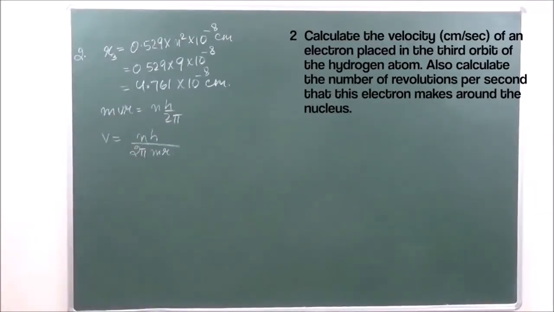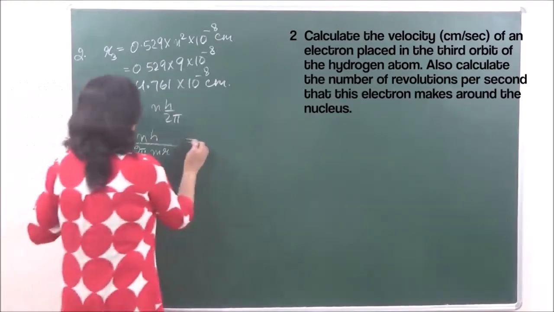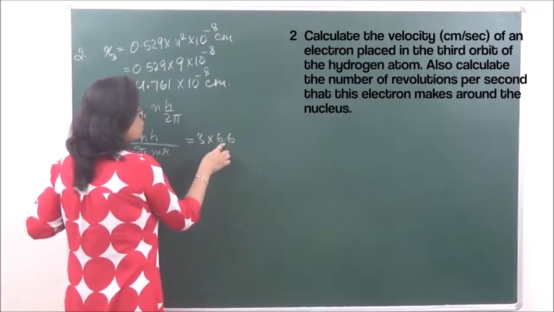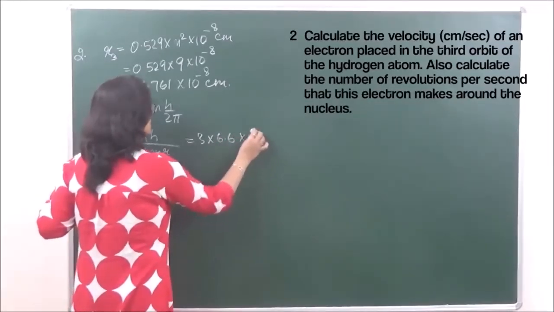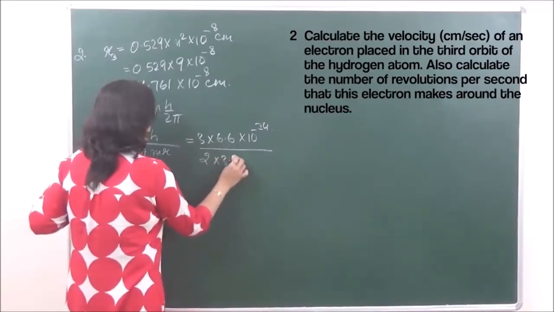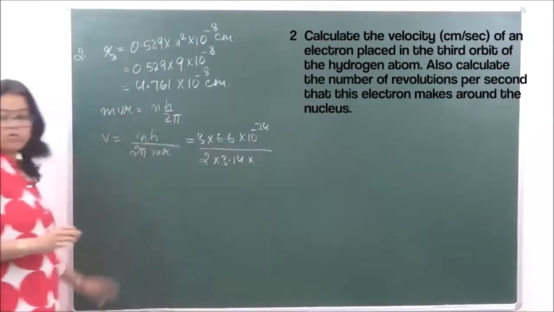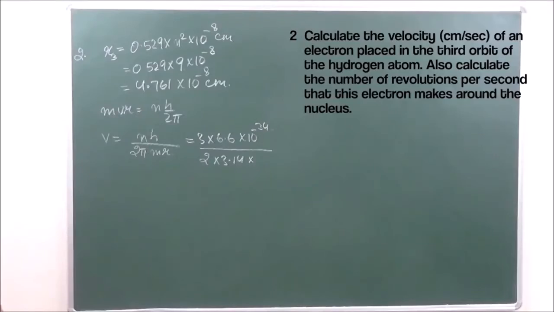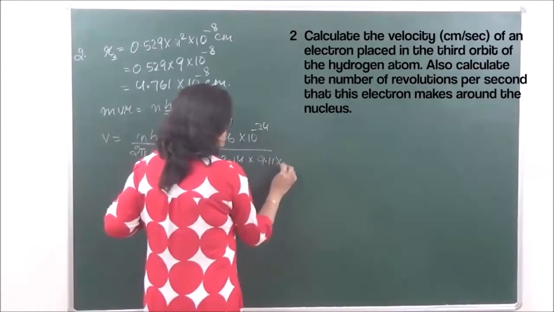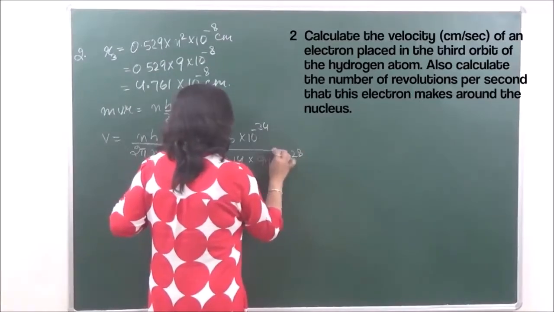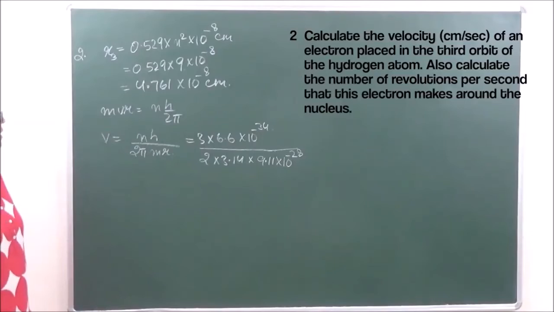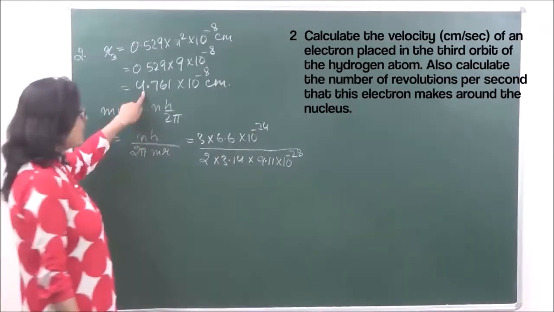The value of n given to us is 3. The value of h we can take as 6.6 into 10 raised to power minus 34, upon 2 into 3.14 into the value of mass of the electron, that is equal to 9.11 into 10 raised to power minus 28 grams, and into radius, which we had found over here.